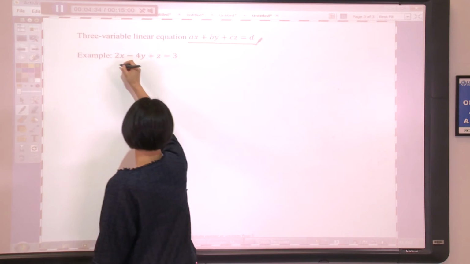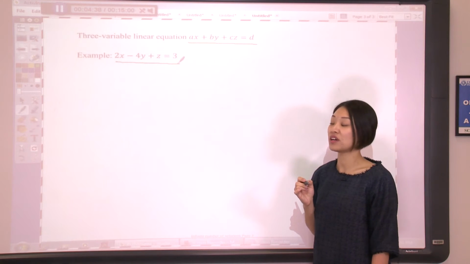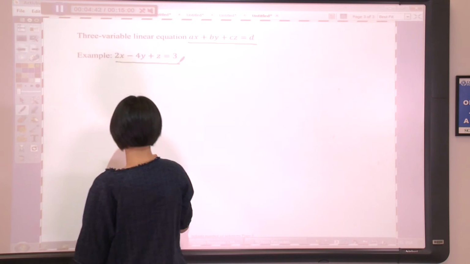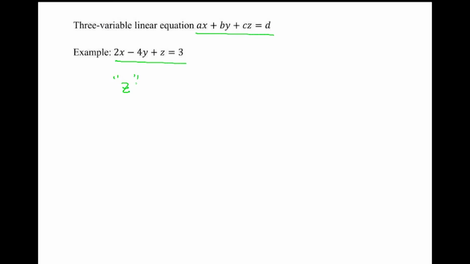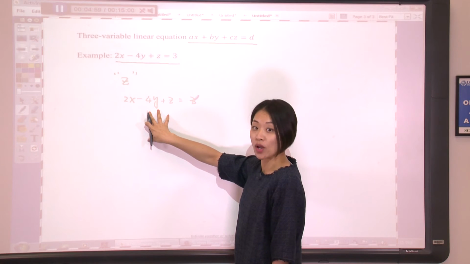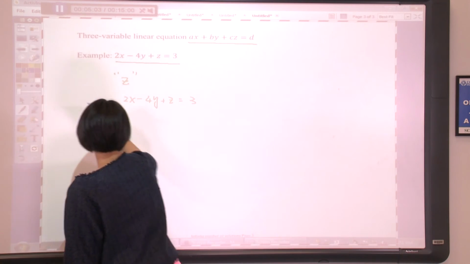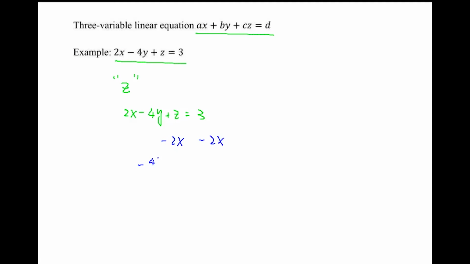A three-variable linear equation has the following standard form. That is ax plus by plus cz equals d. So let's try to find its solution set for this example: 2x minus 4y plus z equals 3. The method will be straightforward. In this case, we only need to isolate z, that is, find out what z is. We notice that we have 2x minus 4y on the left-hand side, so we need to eliminate these two terms. So first, let's subtract 2x. You will have negative 4y plus z equals 3 minus 2x. Next, this is negative 4y, so we need to add 4y on both sides. So finally, we get z equals 3 minus 2x plus 4y.